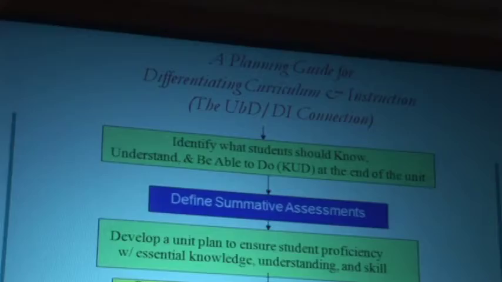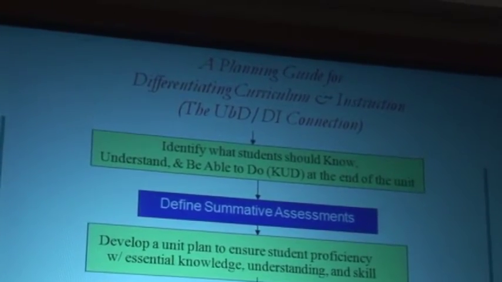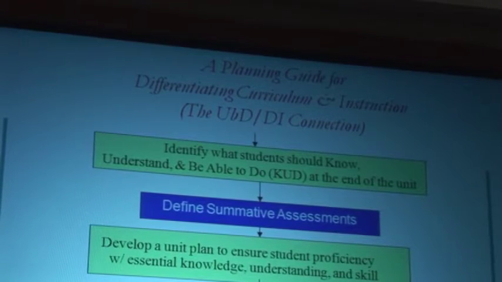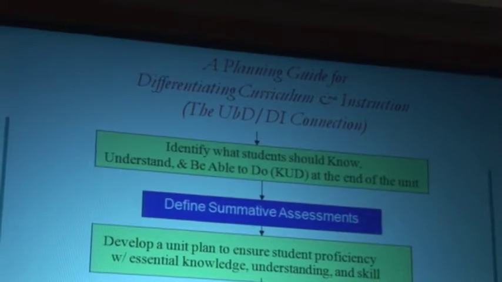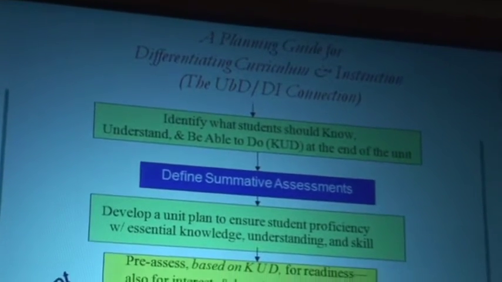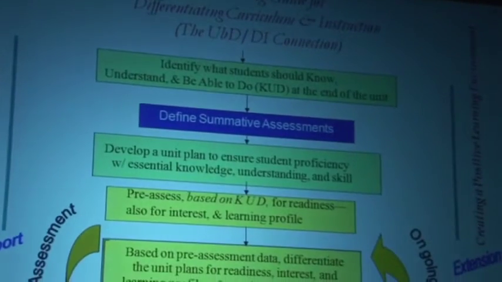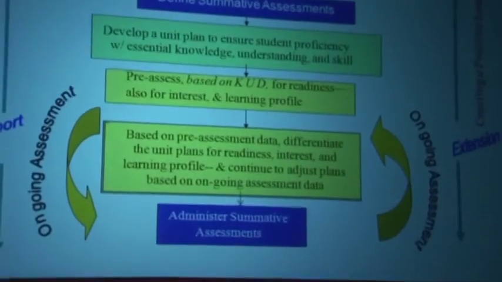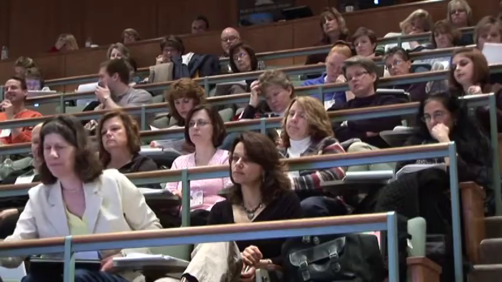Wiggins and McTighe say that the first thing we should do as teachers is sit down with that math book, sit down with the physical science book, and ask ourselves, what should kids know, understand, and be able to do at the end of a unit? They don't always use the term know, understand, and do, although I'm noticing with some of Jay's work recently that he's doing that more. But the terms are the same thing. They talk about essential knowledge, which is the K, essential skills, which is the D, and essential understandings, which is the U. It's exactly the same thing.